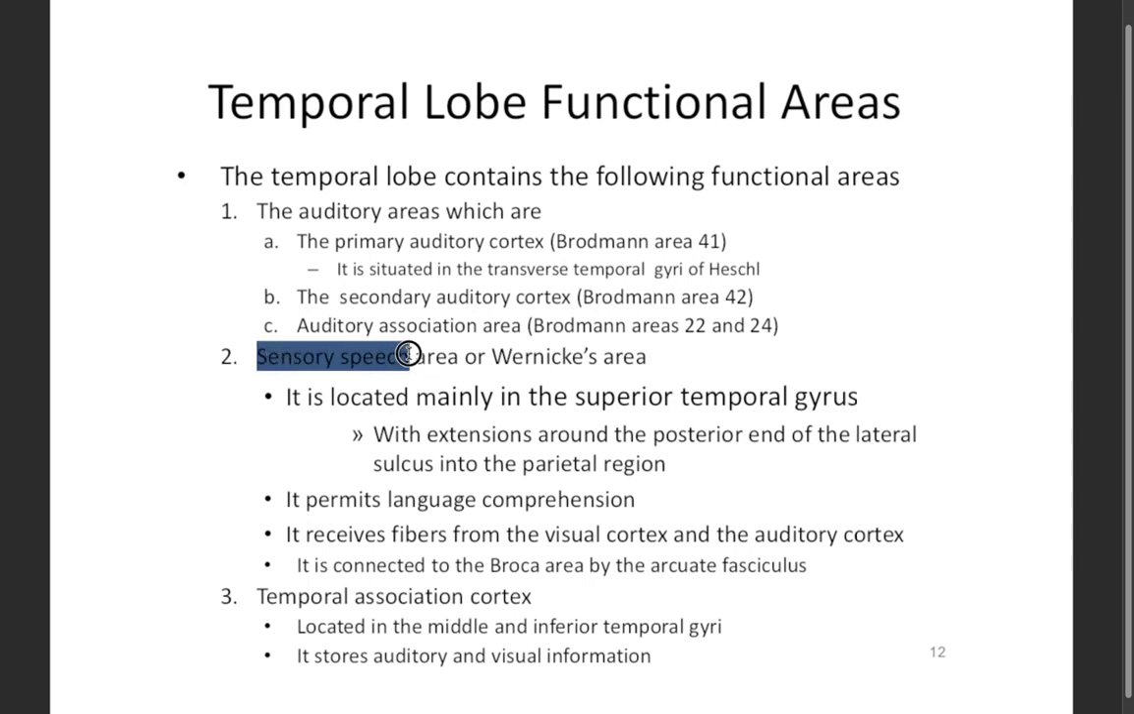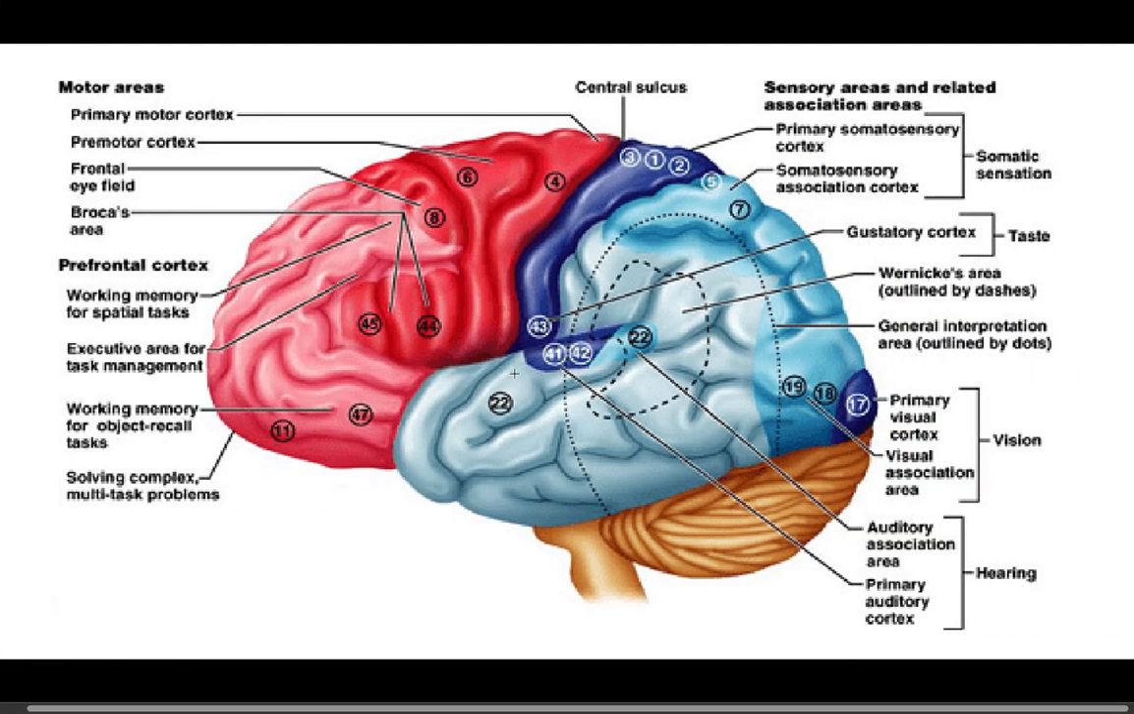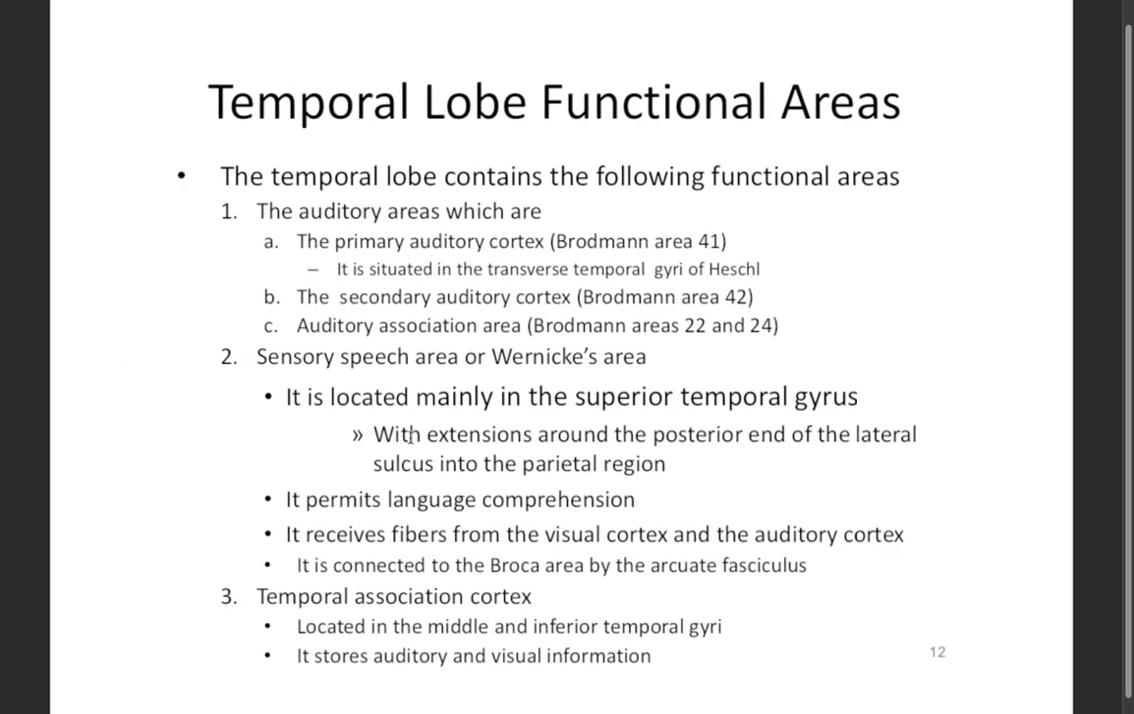This is a very important region in the temporal lobe, the Wernicke's area. Why is it important? Its location is mainly in the superior temporal gyrus. As you know, the superior temporal gyrus is the gyrus located above the superior temporal sulcus, and it has an extension. That's why it's very important. It has an extension around the posterior end of the lateral sulcus into the parietal region.